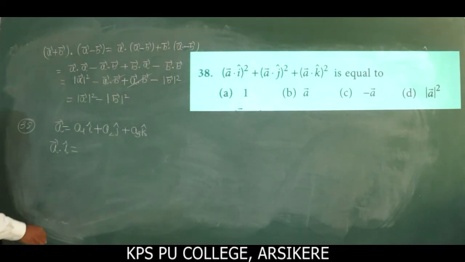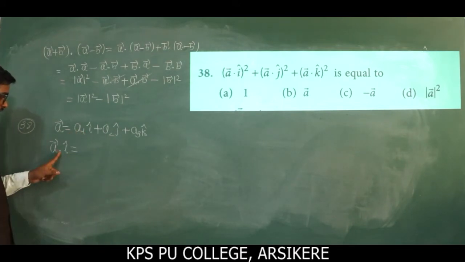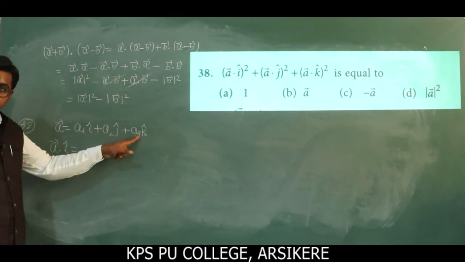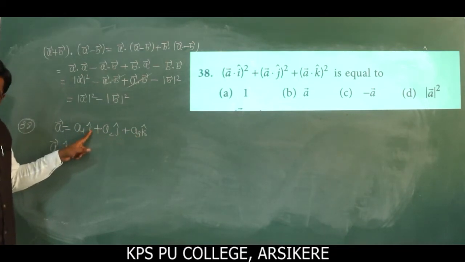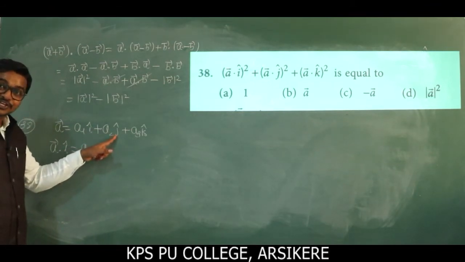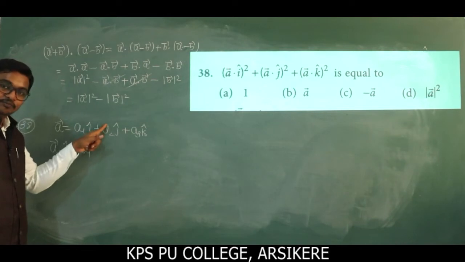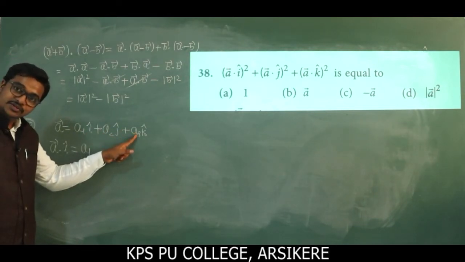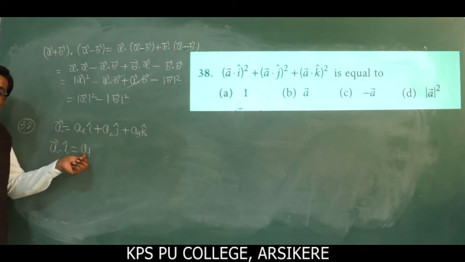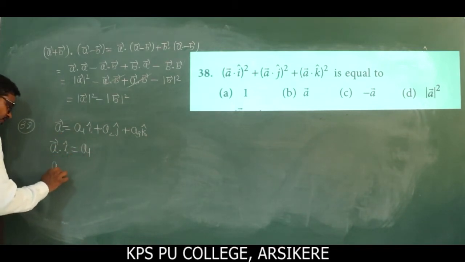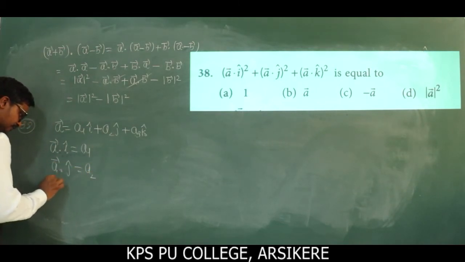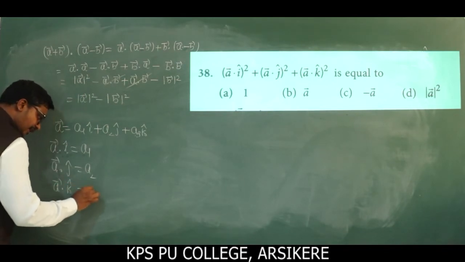Vector A dot I cap means we have to find the dot product with I. I dot I becomes 1, so we are left with a1. I dot j becomes 0, 0 into anything is 0, and I dot k is also 0. So vector A dot I cap becomes a1. Similarly, the second term, vector A dot j cap, becomes a2, and vector A dot k cap is also a3. Understood, children?